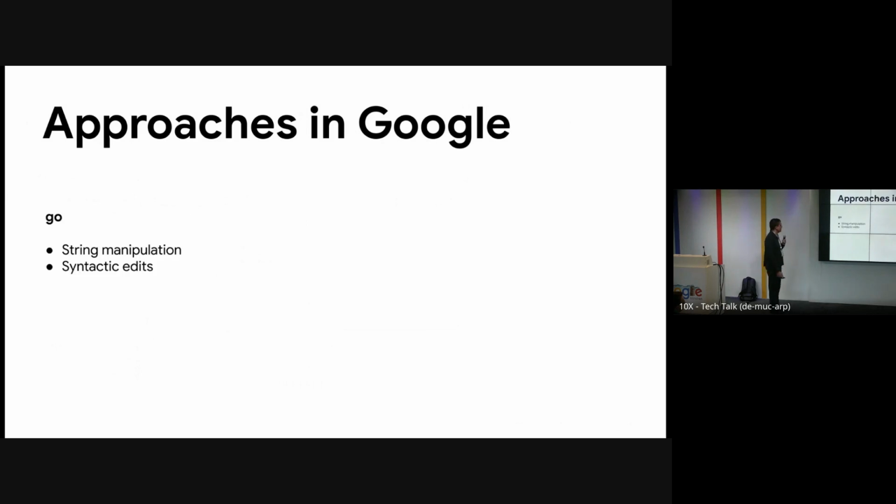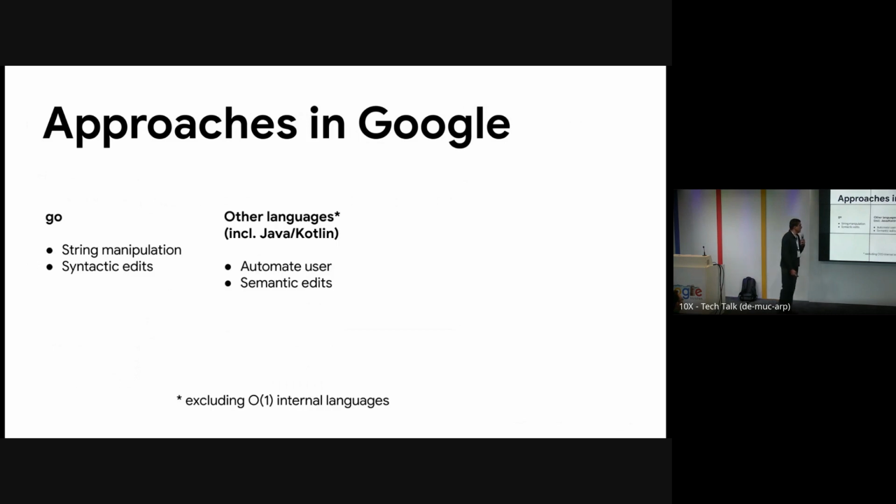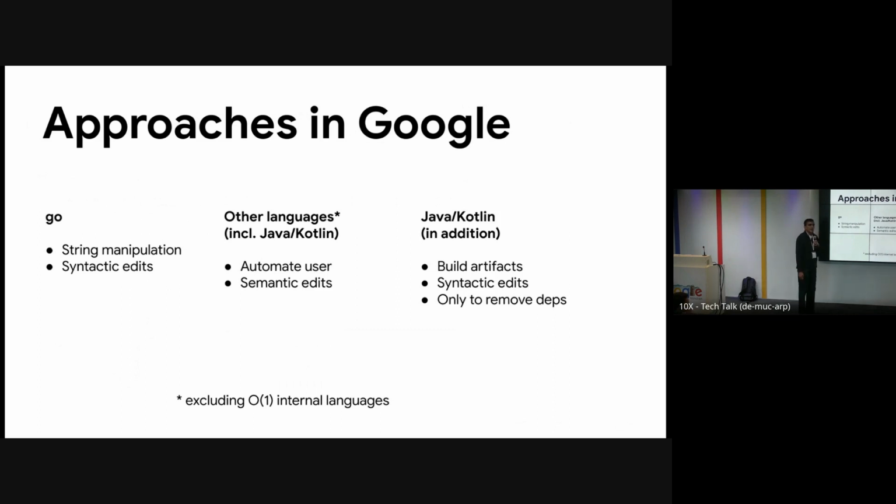For Go, we actually use the string manipulation and syntactic edits because the language was created late enough that we could enforce our will. For all other languages, we automate the user and use the semantic edits. There's some small number of internal languages which my tool doesn't support. And for Java and Kotlin, in addition to automating the user, we also rely on build artifacts, primarily to remove dependencies. It's hard to add dependencies, but it's easier to see that something was not used. So that's especially useful because Java and Kotlin have a lot of generated code.